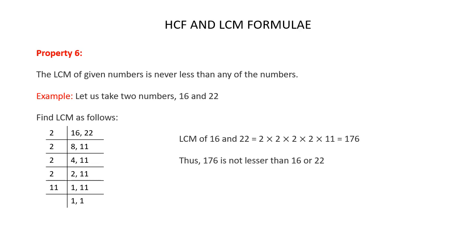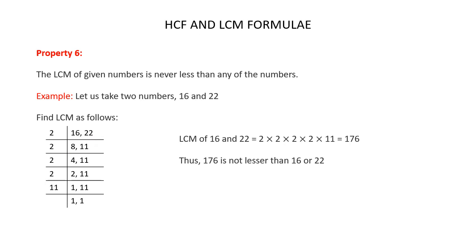Property 6. The LCM of given numbers is never less than any of the numbers. Let's check if this is true by considering two numbers 16 and 22. First, let's find the LCM of 16 and 22 by division method. So write 16 and 22 in one row. Divide by 2 first. 16 divided by 2 is 8. 22 divided by 2 is 11. So write 8 and 11 in the next row.